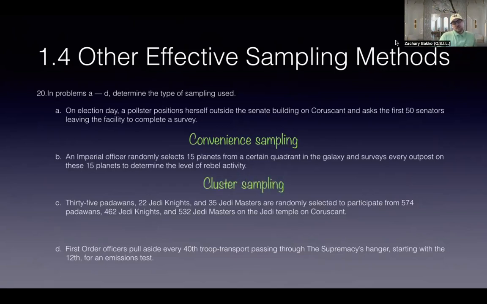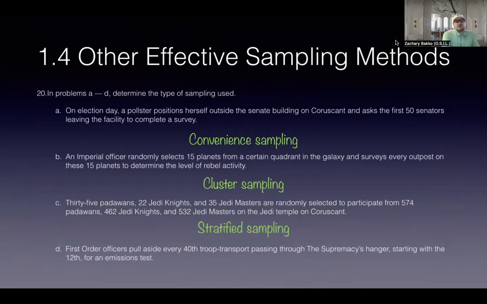35 Padawans, 22 Jedi Knights, and 35 Jedi Masters are randomly selected to participate from 574 Padawans, 462 Jedi Knights, and 532 Jedi Masters in the Jedi Temple on Coruscant. Well, we have our 3 groups with different group sizes, and it's based on demographics because it's your rank as a Jedi, so this would be considered our stratified sampling.